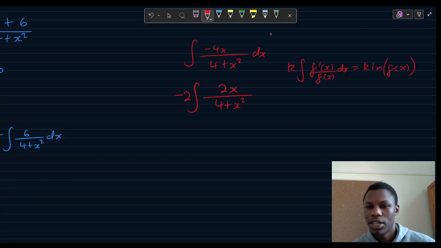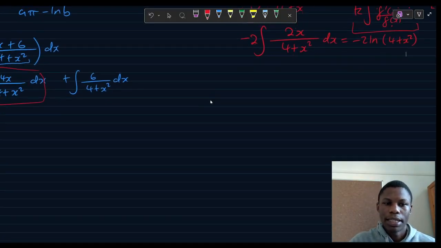But now what this allows me to do is to write it in this form, to say that if I differentiate my denominator, I get the first derivative on my numerator, which is the case here. If you differentiate 4 plus x squared, you get 2x. And then it's being multiplied by some constant k outside the integral sign. And so what this means is that if I integrate this, I get k, which is -2, times the natural logarithm of f of x being your denominator. So 4 plus x squared. Okay, so that's that part.